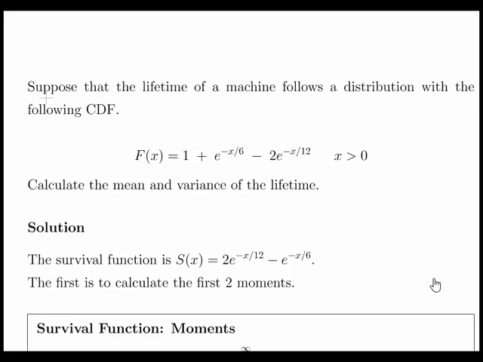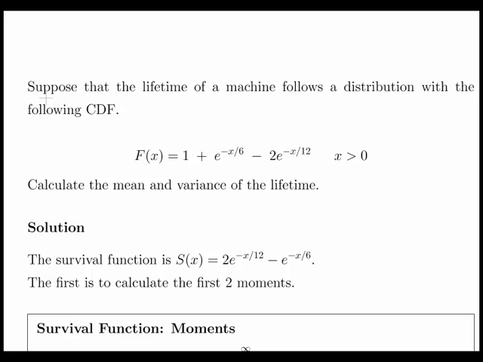Okay, in this presentation we're going to look at reliability analysis, survival functions, and so on. Suppose the lifetime of a machine follows a distribution with a cumulative distribution function F(x) equals 1 plus e to the minus x over 6 minus 2 times e to the minus x divided by 12, for x greater than 0. Calculate the mean and the variance of the lifetime.